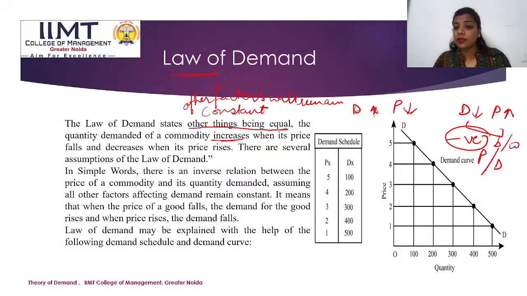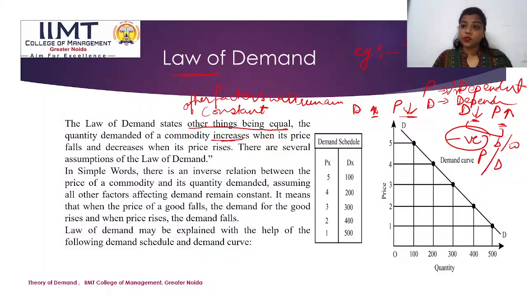As we can see, when the demand increases, the price falls, and when the demand decreases, the price has increased. Here we can say that price is the independent variable and demand is dependent. An example is, if I talk about tomatoes, the price of tomato is 20, so the demand will be high. If the tomato price increases from 20 to 200, the demand will automatically decrease.